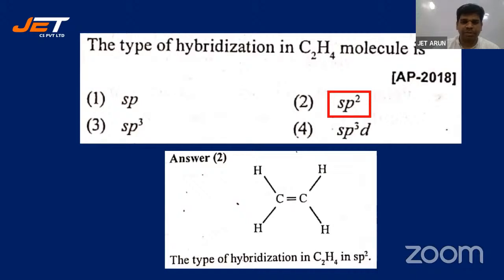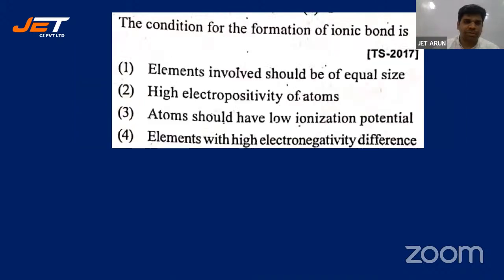Here is the molecule. The type of hybridization in C2H4 is sp2. It is sp2 hybridized. All right. Methane is sp3 hybridized, students. Whereas methane is sp3 hybridized. Let's go for the next one, students.